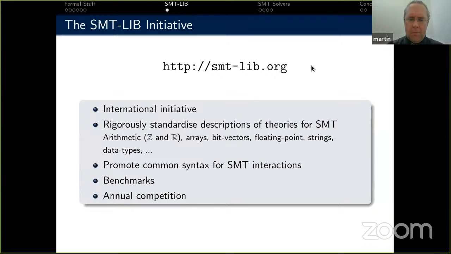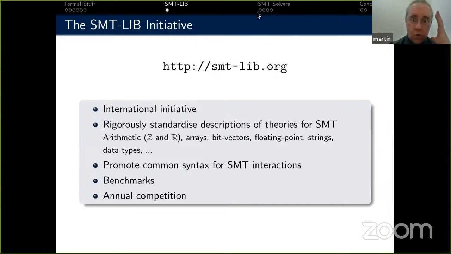SMTLib. So what I've talked about so far is this idea of SMT in general, satisfiability modulo theories. Really it should be satisfiability modulo interpretations. That's the general concept. Then you'll hear people talk about SMTLib. So SMTLib is a particular initiative, and to me, it's one of the things that makes this field just awesome to work on.